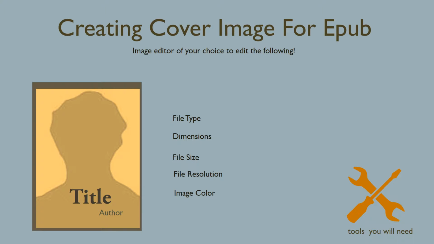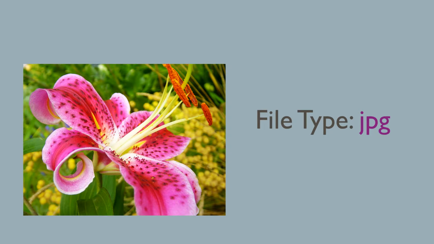A lot of EPUB creating tools give you an option to create your images, but basically you will need information on file type, dimensions, file size, file resolution, and image color to determine how you are going to create your image for an EPUB device. Our file type needs to be JPEG.